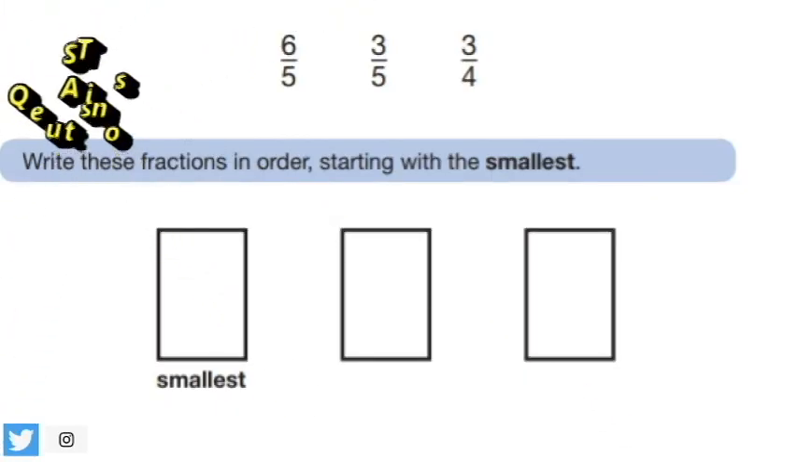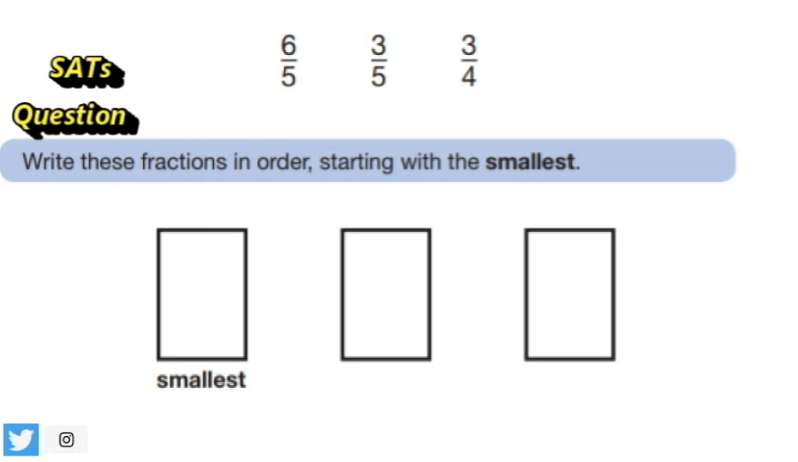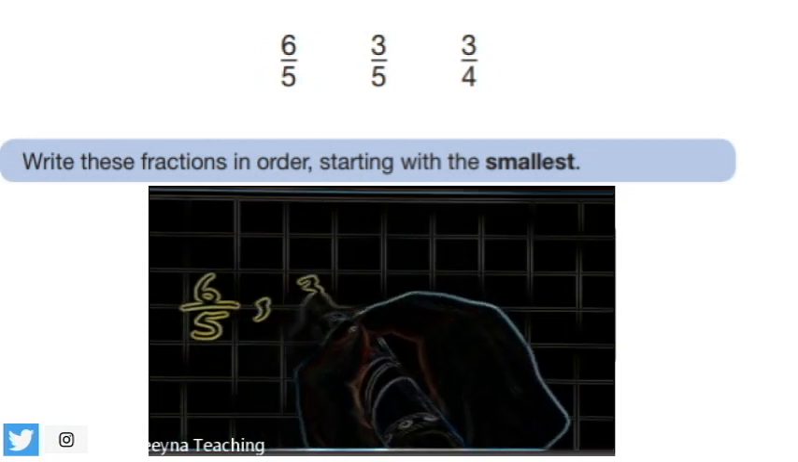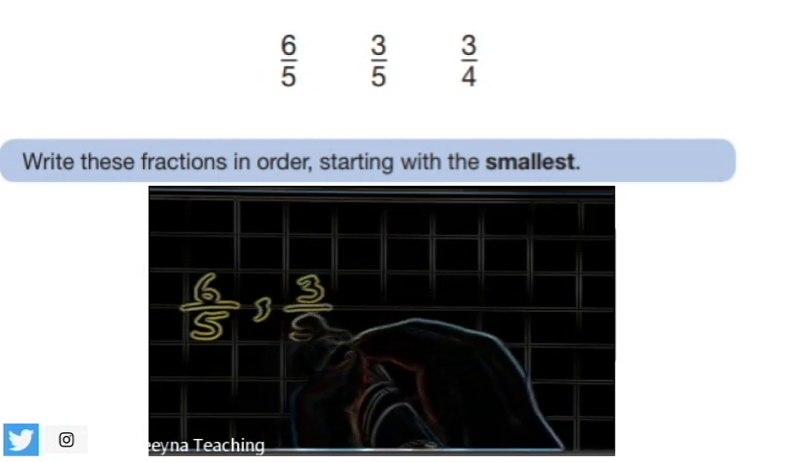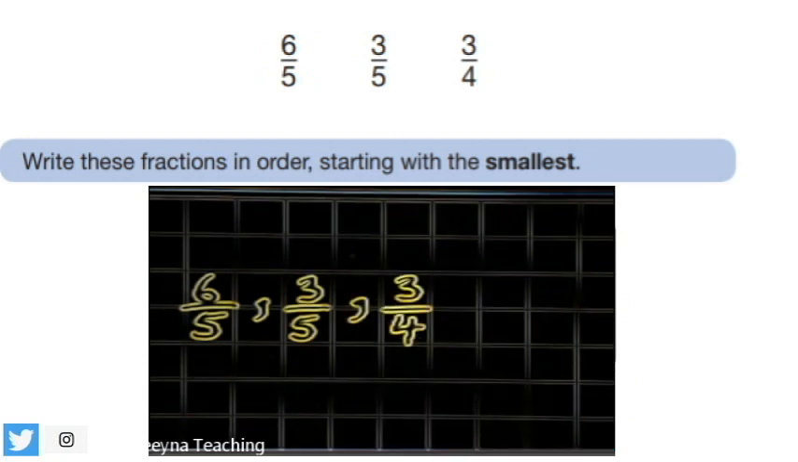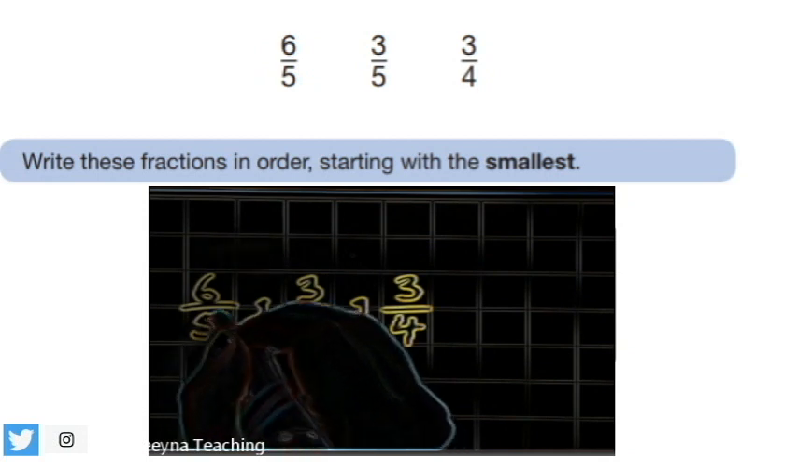This question has been taken from a SATS reasoning paper. I will leave a link in the description box. This question has 3 fractions: 6/5, 3/5, and 3/4. The question is asking to write these fractions in order, starting with the smallest.